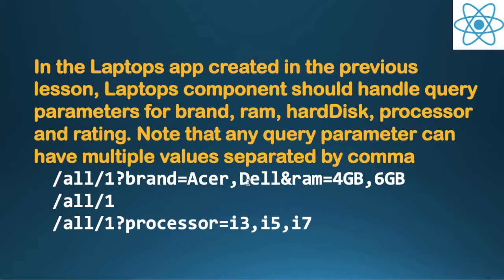So this is another advantage of using query parameters. And like RAM is equal to 4 GB comma 6 GB. Then it could have no query parameter also. Or we have here question mark processor is equal to i3 comma i5 comma i7.